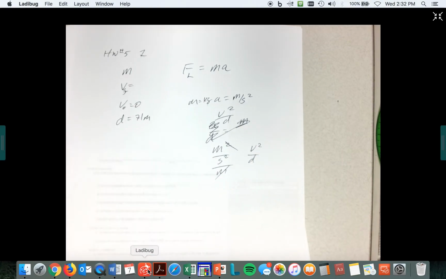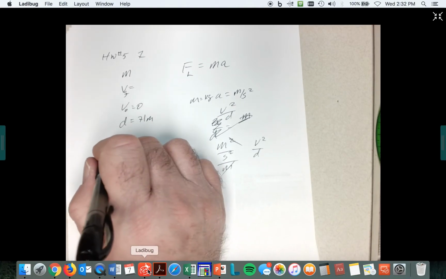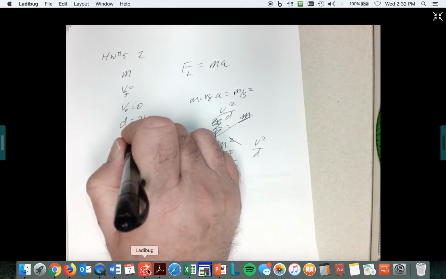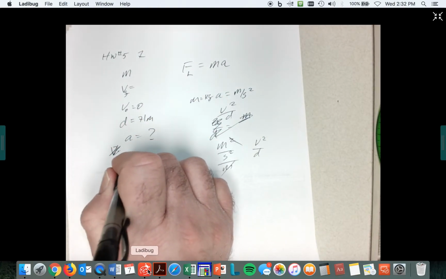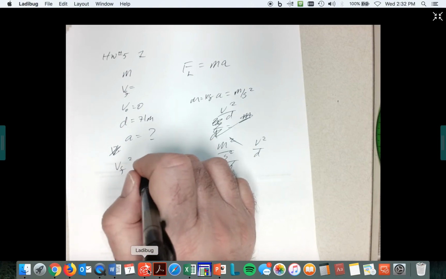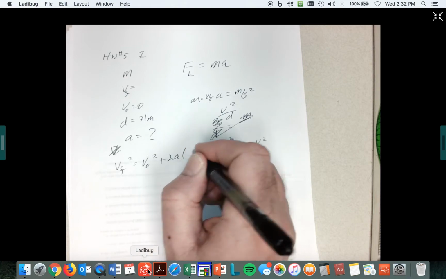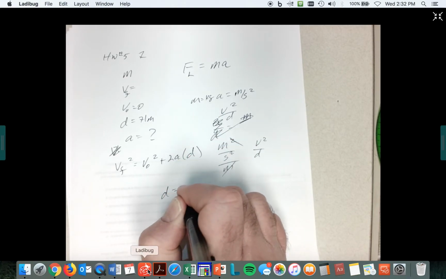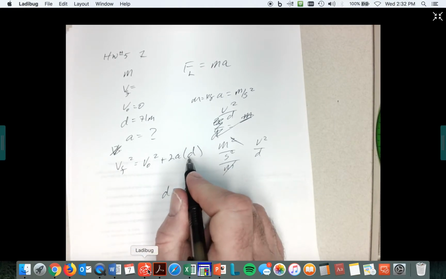But I don't know if it's 2 times or whatever. I think it's 2, because look, do you remember this formula? I need to find the acceleration. They gave me everything, but I don't know what my acceleration is. Do you remember this guy? V final squared is equal to v naught squared plus 2 times a times D. We're going to say D is equal to X final minus X initial. Looky there.